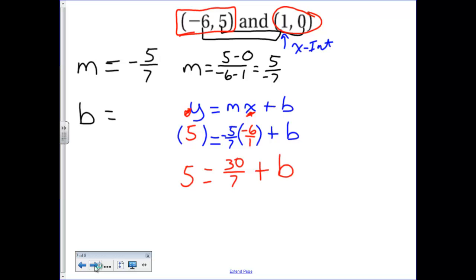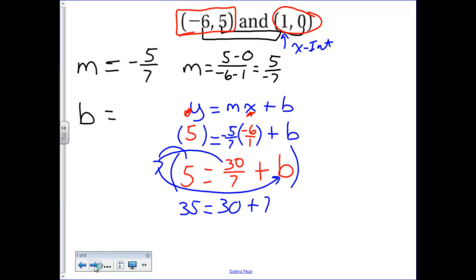Now I could go ahead and just deal with the fraction, but I'm going to clear the fraction by multiplying everything by 7. So 7 times 5 is 35. 7 times 30 over 7. Oh, I forgot my x. Nope, there is no x. Leaves me with 30, and then 7 times my b gives me 7b.